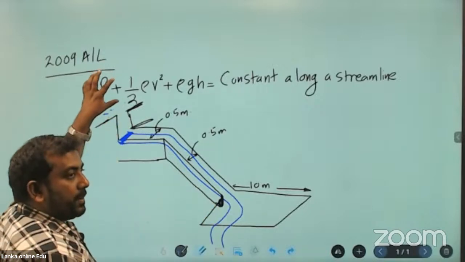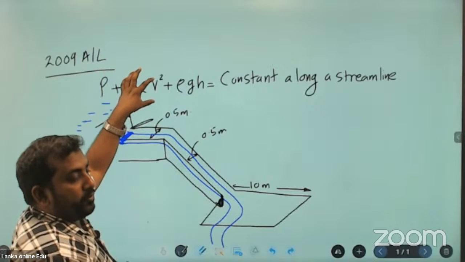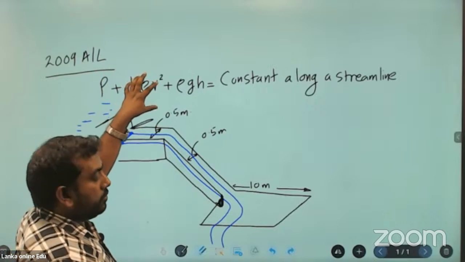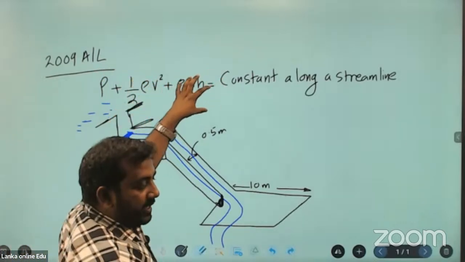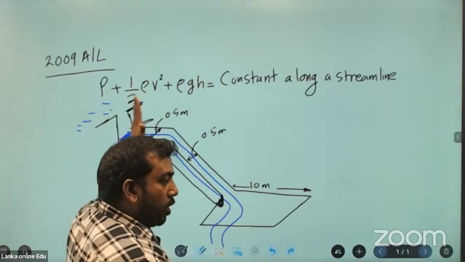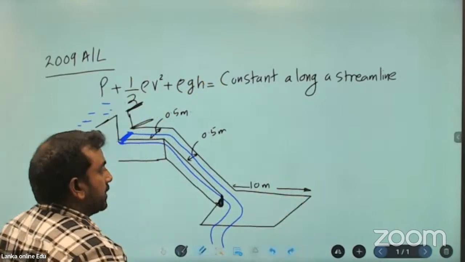So P stands for pressure. Half rho V squared stands for kinetic energy per volume. Rho GH is gravitational potential energy per volume. The sum is constant along a streamline. That's the theory.